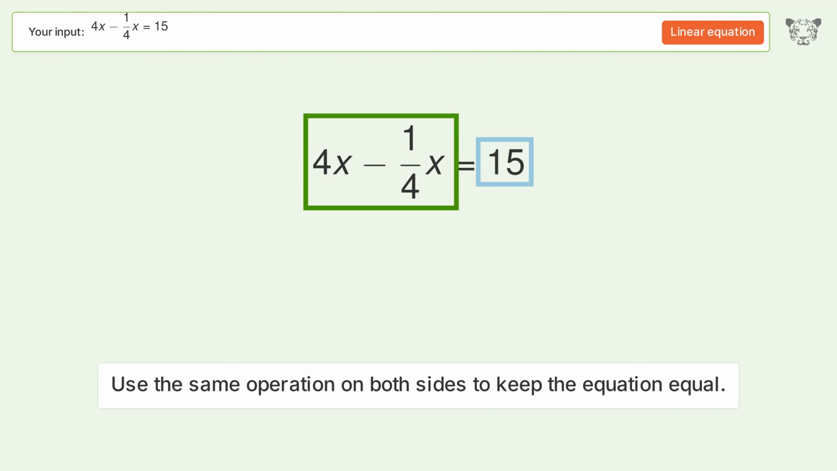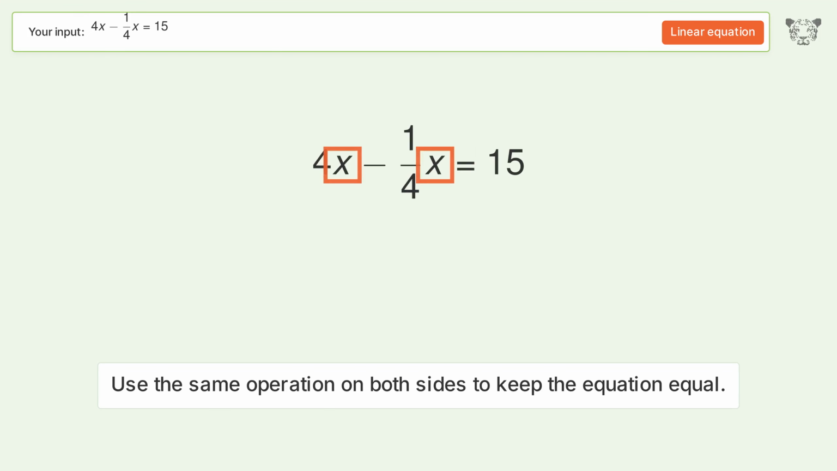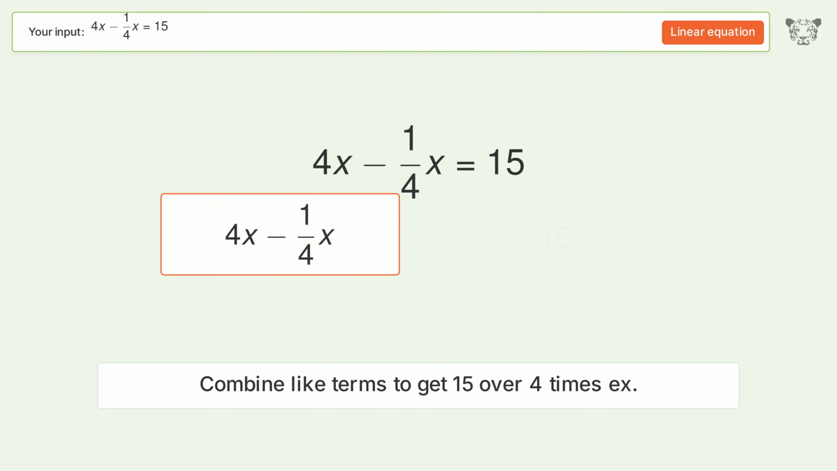First, combine like terms within each side. This simplifies each expression without changing its value. Combine like terms within each side. The variable coefficients on the left combine to give 15 over 4 times x.